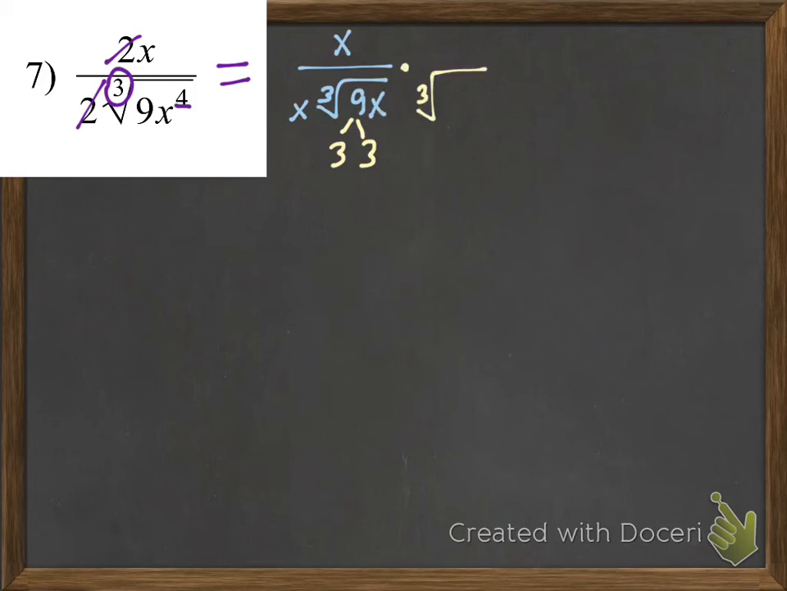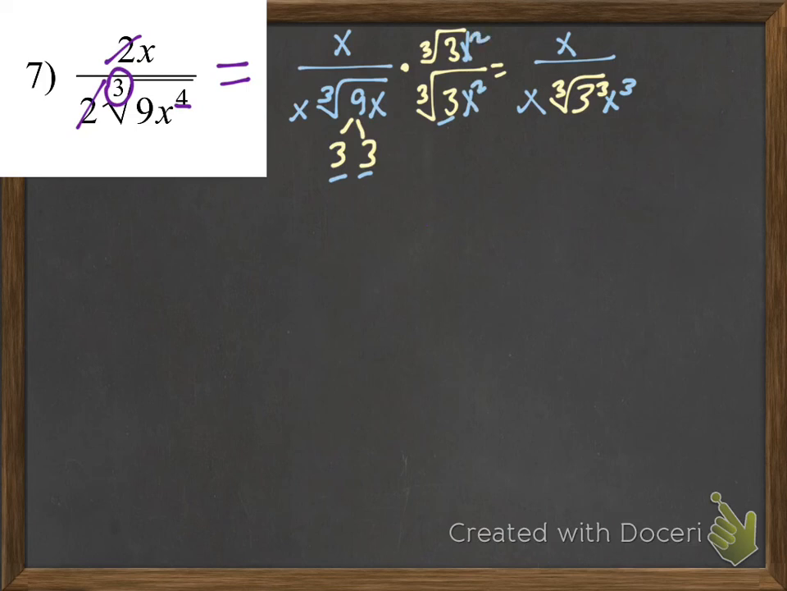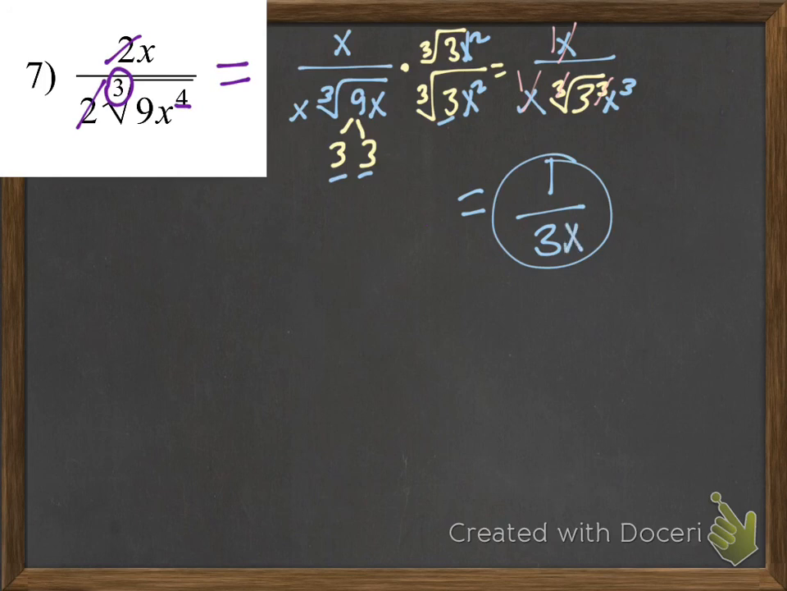All right. So what I need to have is a cube root of 3 cubed x cubed. So I need to have 3 times this 3 times x squared. And then that will give me a perfect cube over here. The x over x cancels, and it gives me a 1 on top, and then the cube root of 3 cubed x cubed cancels to just 3x.